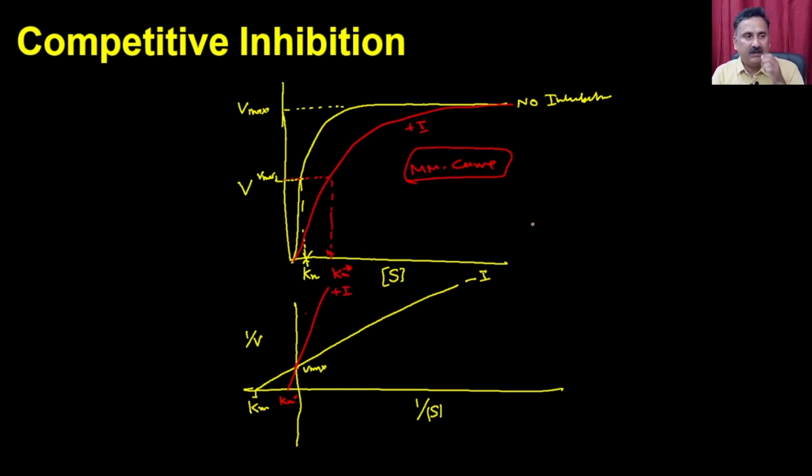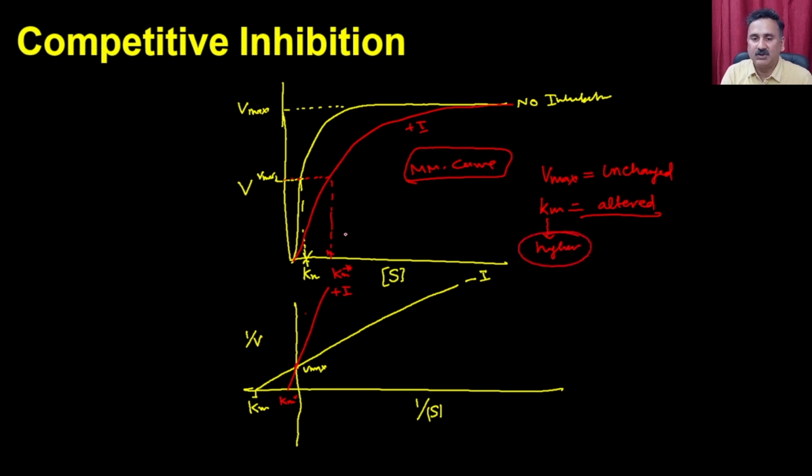So what exactly is happening in this? When you have competitive inhibition, the Vmax remains unchanged, but the Km is going to be altered. And what will happen to the Km? Km will be on a higher side, which means the enzyme is actually requiring more substrate to show you the same amount of Vmax.